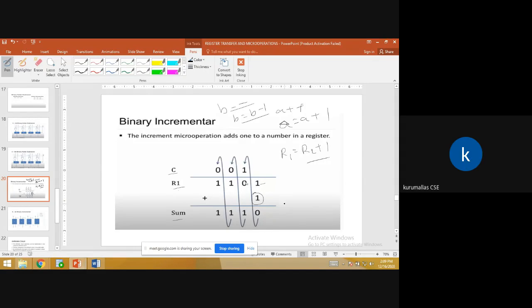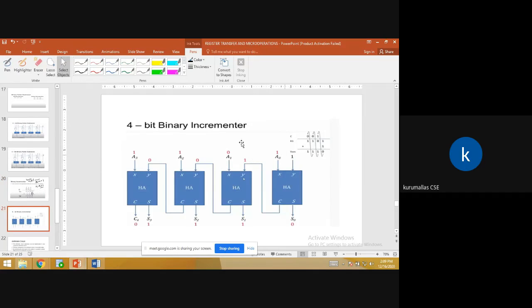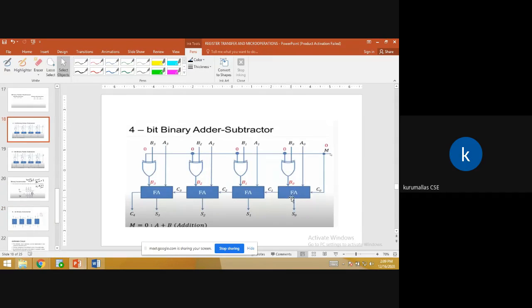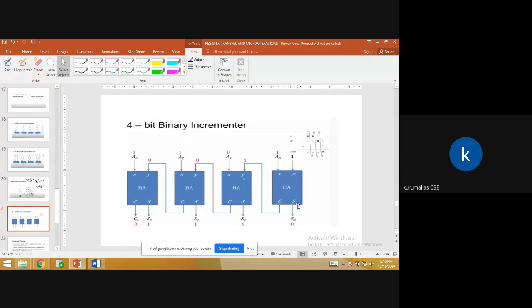So this is the diagram for a 4-bit binary incrementer. HA means all these are half adders. Whereas in the case of full adders, if you observe here, one input from B0, one input from A0, and one input from the carry, that is called C0. By definition, a full adder takes three inputs and gives one sum and one carry, whereas a half adder takes two inputs and gives one sum and one carry.